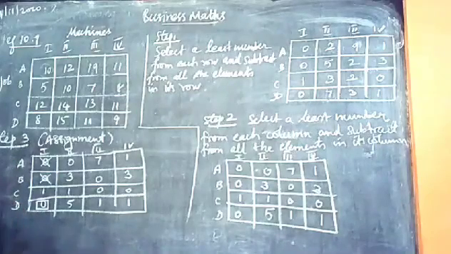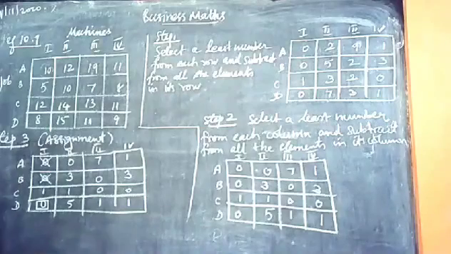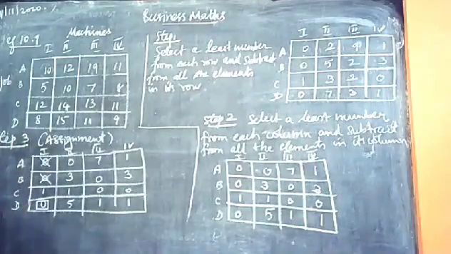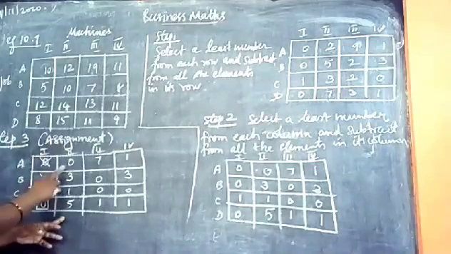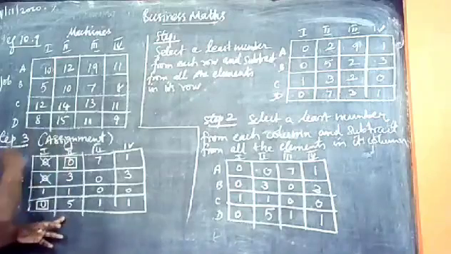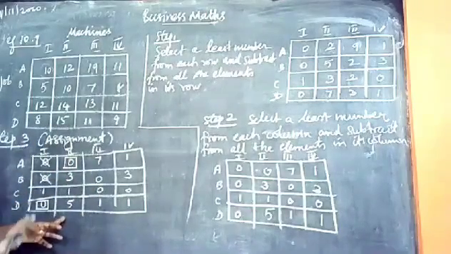So then what is the work? Checking columns. Check the column for exactly one 0. First column, we already assigned it, so you are not going to touch it. Coming to the second column, yes, I'm having only one 0, so I'm going to mark this. Finish. Then coming to the third column, I'm having 2 zeros, no assignment. With 2 zeros, you must not assign.